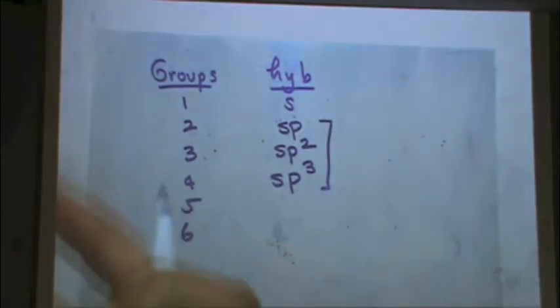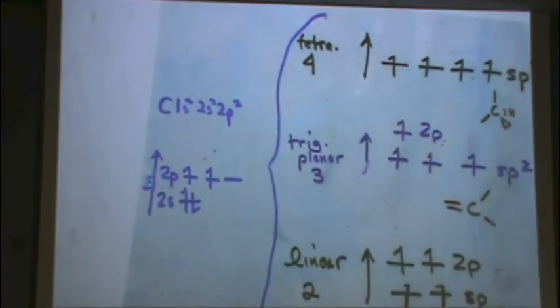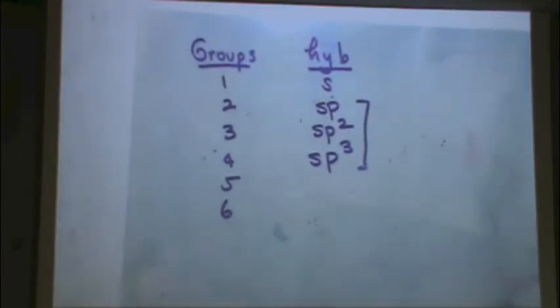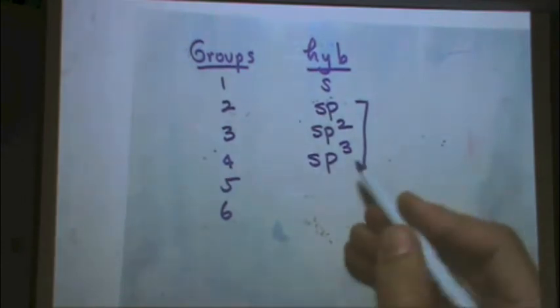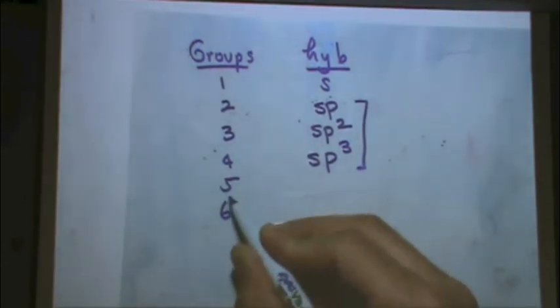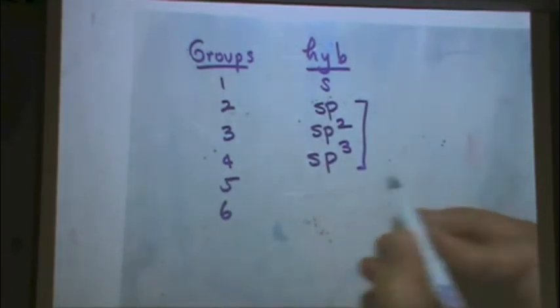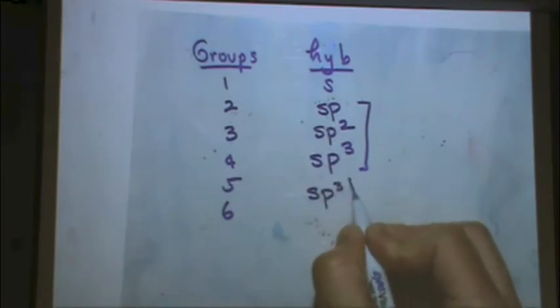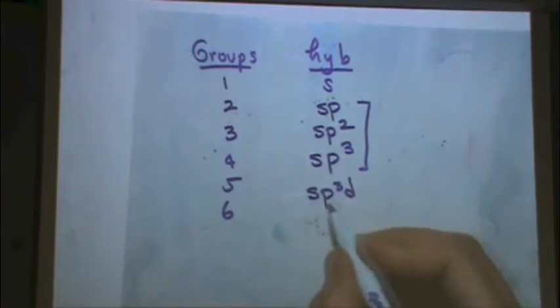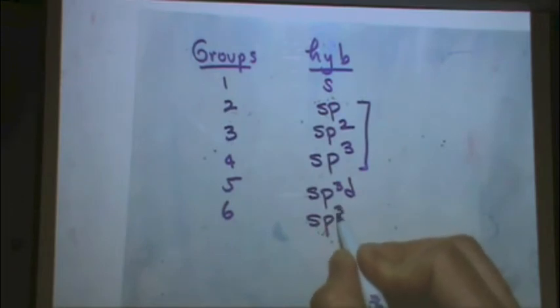And that's what you saw on the previous page. This scheme here is for groups 2, 3, and 4. We're not going to do 5 and 6 or anything else just because they're a little more complicated. But in this class, and in OChem, it's typical that you should know groups 2, 3, and 4, how to draw those out. For 5 groups, that would be a trigonal bipyramidal, and we call that sp3d hybridization. For 6 groups, that would be octahedral, and we call that sp3d2.